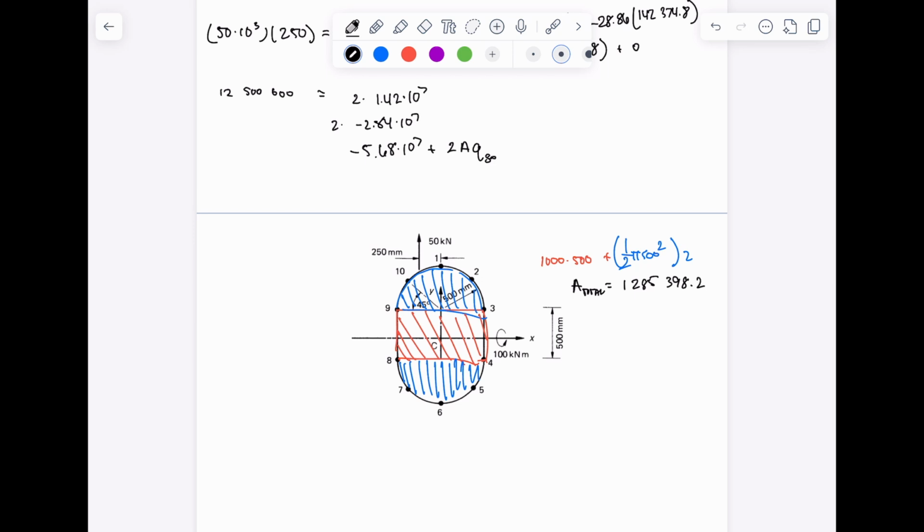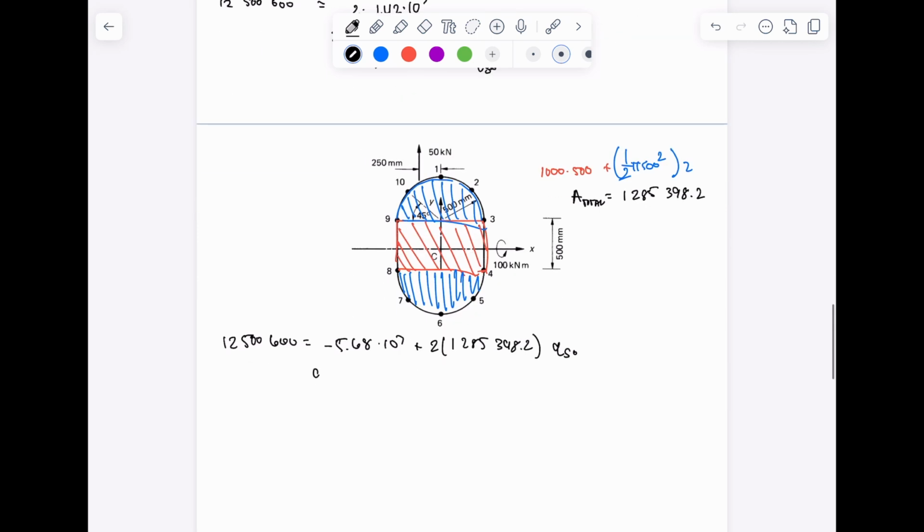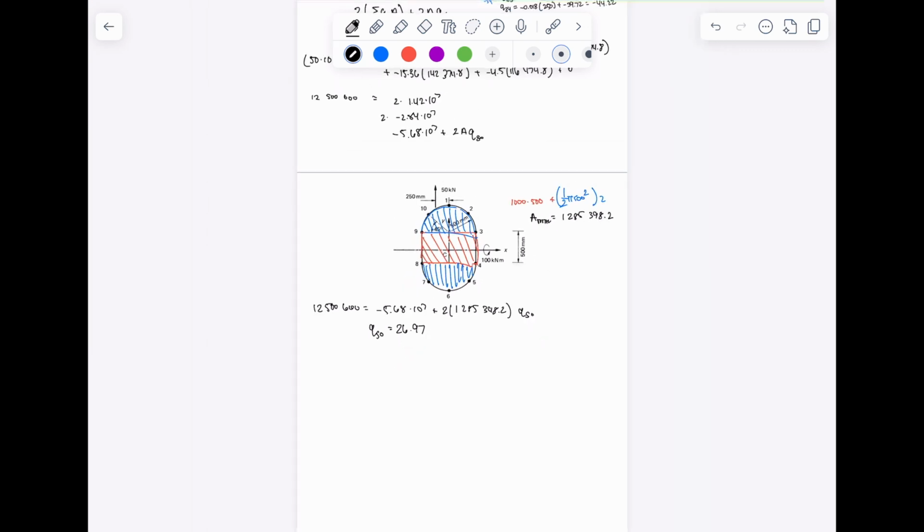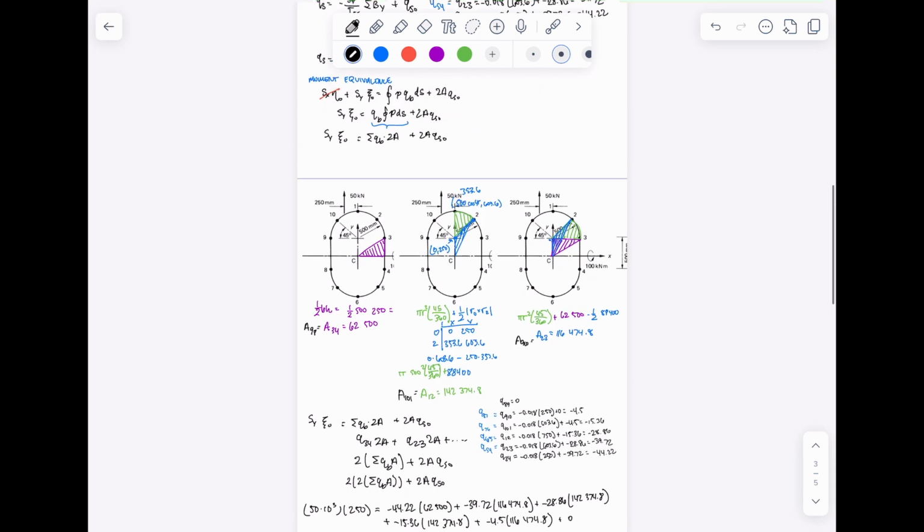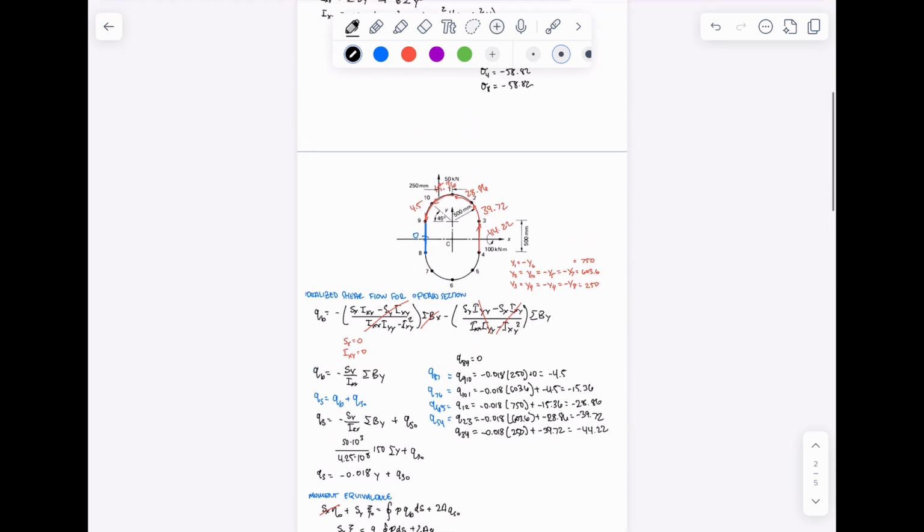We plug that in and we solve for the correction shear flow. So 125,006,000 is equal to 5.68 times 10 to the power 7 plus 2 times 1,285,398.2 times QS naught. We solve for correction shear flow QS naught, which is equal to 26.97.